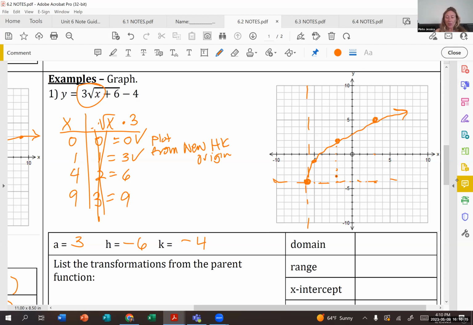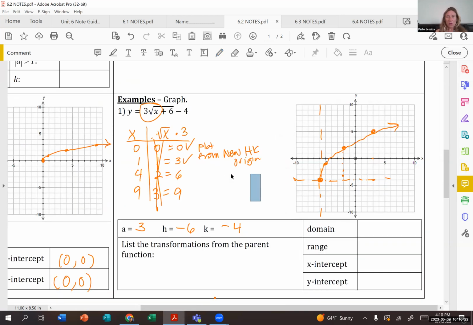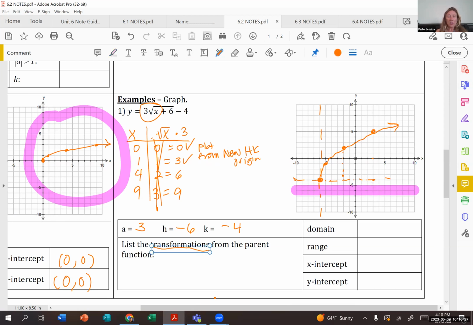Cool. So the comparison I'm going to do now is comparing this one to my original. So the original is over here, and this is the new transformed function. So I'm going to look at listing my transformations. So the a value of 3, it's definitely taller, and we're calling that a stretch by a factor of 3.